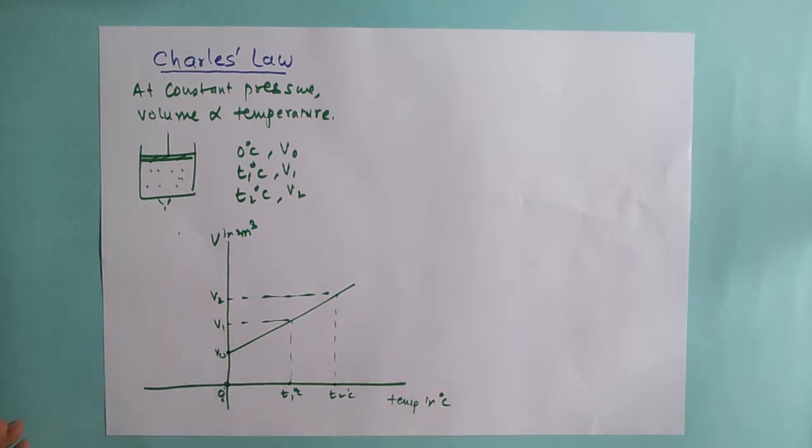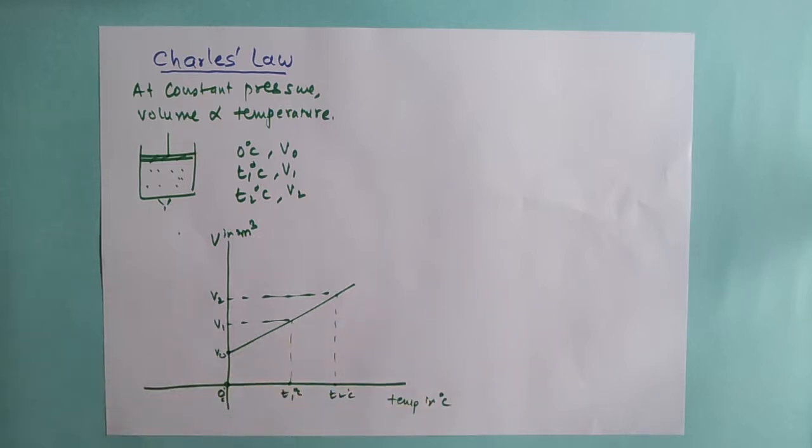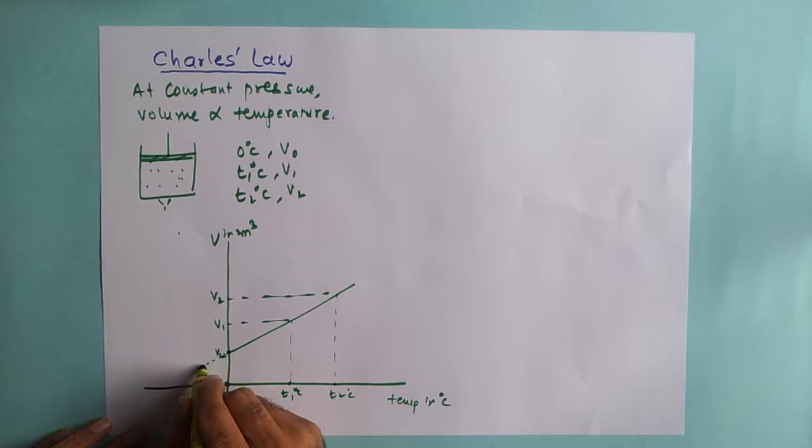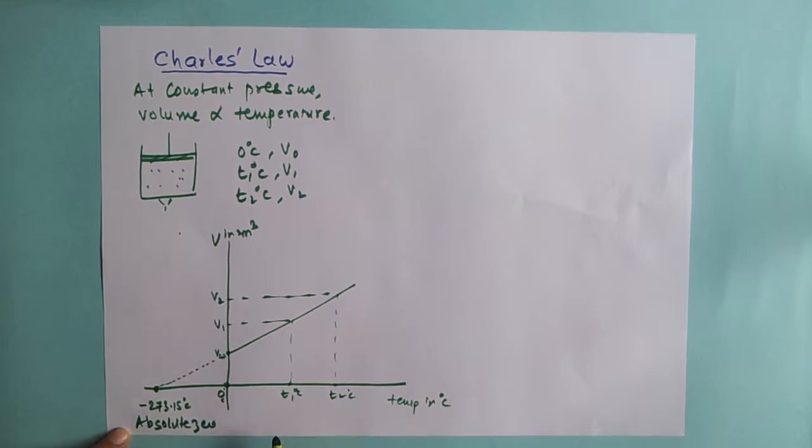Now here I'll introduce another concept. Let us say that we extend this graph in the negative side of temperature. This graph will cut the x-axis or the temperature axis at some particular point over here. And it turns out that the temperature at which this graph cuts it is minus 273.15 degrees Celsius. And this temperature, minus 273.15 degrees Celsius, is known, as you know, as absolute zero. Again, absolute zero is the temperature at which we have no molecular motion.